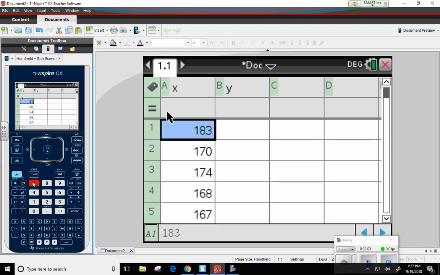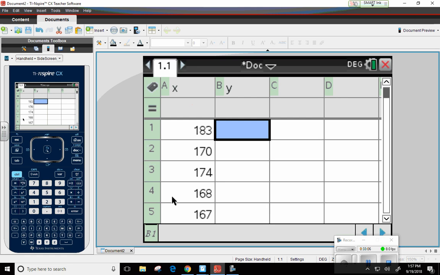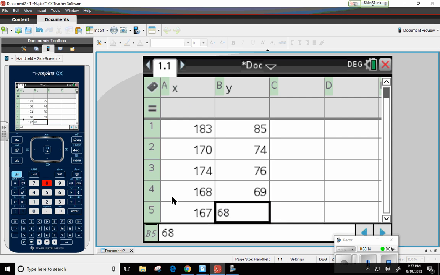All right, and Control 7 will get me right back up to the top very quickly, where I will put in 85, 74, 76, 69, 68, 74, 62, 67, 74, 67, 69, 74, 64, 62, 72, 69, 76, 71, 71, we're almost there, 84, and 77. That matches up with 21 again. Yay. Okay, so I've got all the data in.